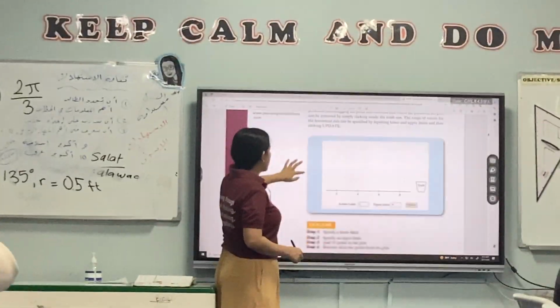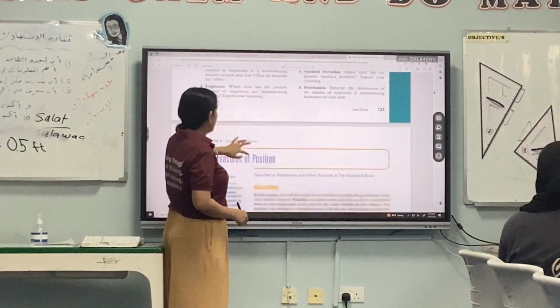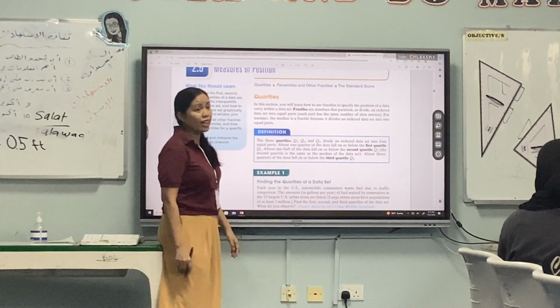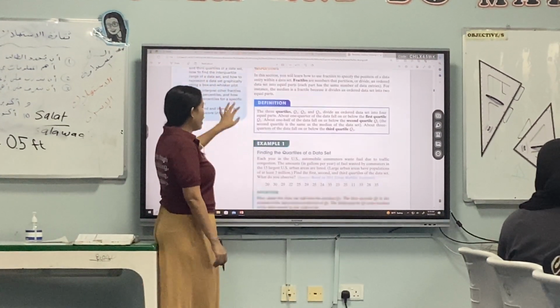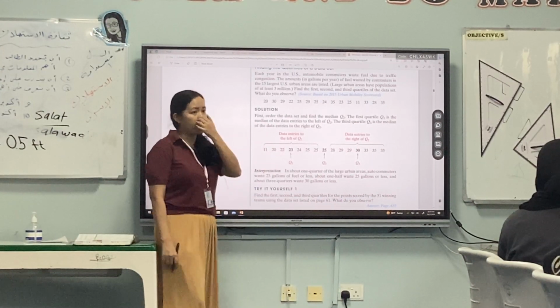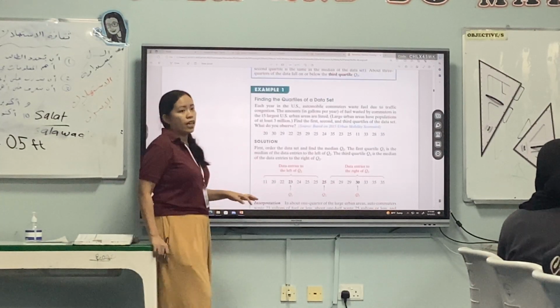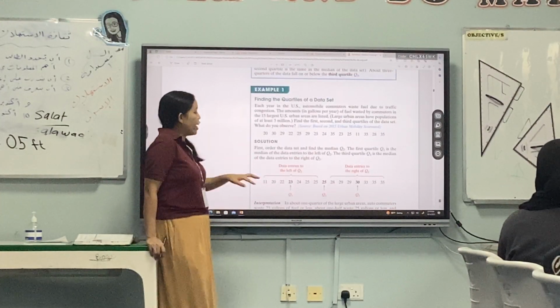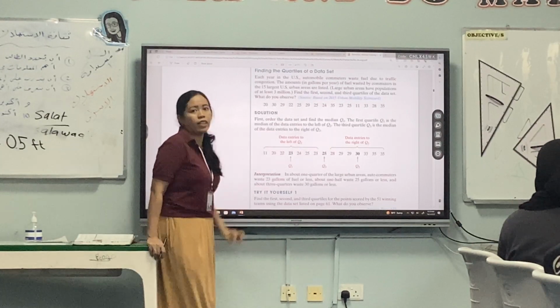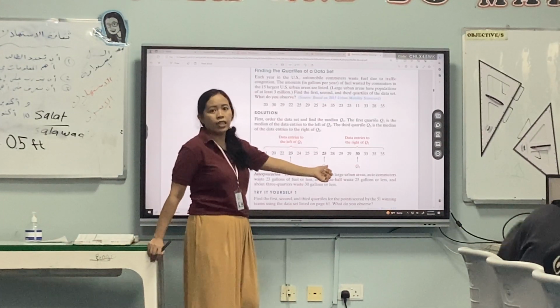Okay, so we discussed the percentile. So, quartile. Okay, so in quartile, how will you find the 5-number summary? Arrange in order first. First is arrange. And then, okay, it's already arranged. Then find the median. Okay, what will be the median?